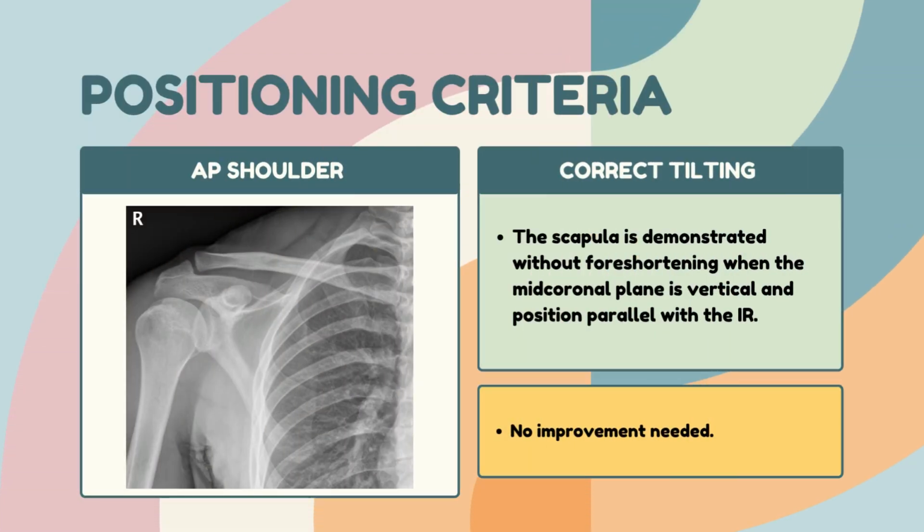The correct criteria to evaluate A.P. shoulder without tilting should demonstrate the scapula without foreshortening when the midcoronal plane is vertical and positioned parallel with the IR. No improvement is needed.